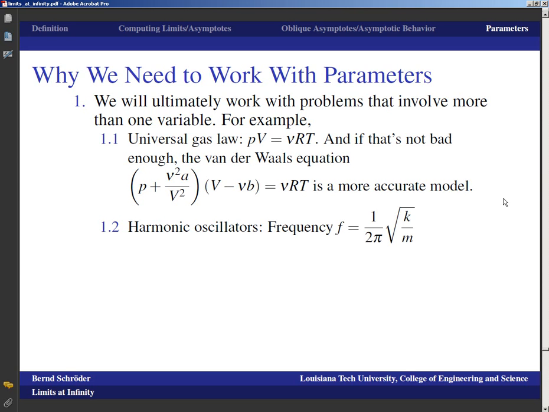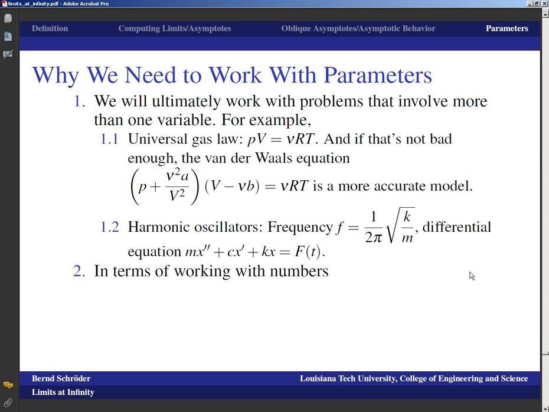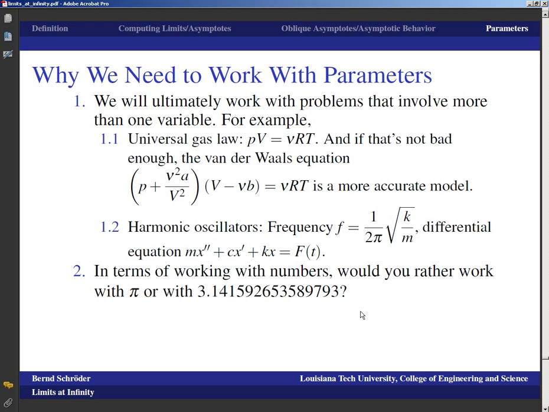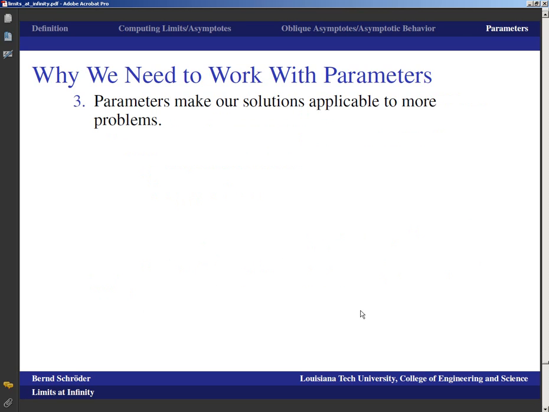Similarly, harmonic oscillators, the formula for the frequency contains 3 parameters, if you will, or one function, and that depends on 2 other things. The differential equation contains an awful lot of stuff that is given symbolically. And in terms of working with numbers, remember, I'd rather work with pi than to work with all these digits, right? So parameters will then make our solutions applicable to more problems. That's not going to be the case with the example we're working here. This is just a training example.